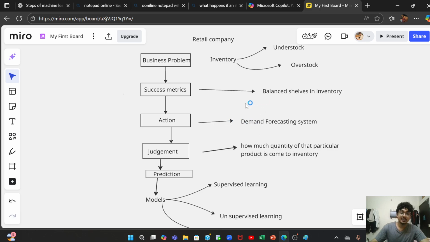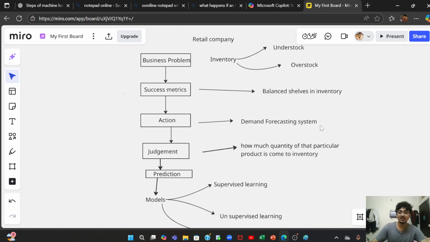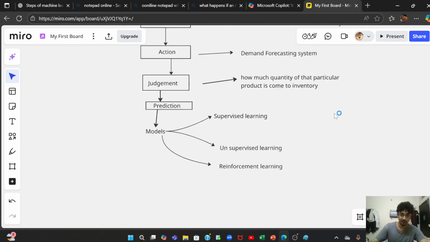By considering this, we make the models, and by making models, it gives predictions, and by these predictions, supervisors make a judgment on how much quantity of that particular product, like raw materials or something, should come to the inventory, so that we can balance ourselves in our inventory.